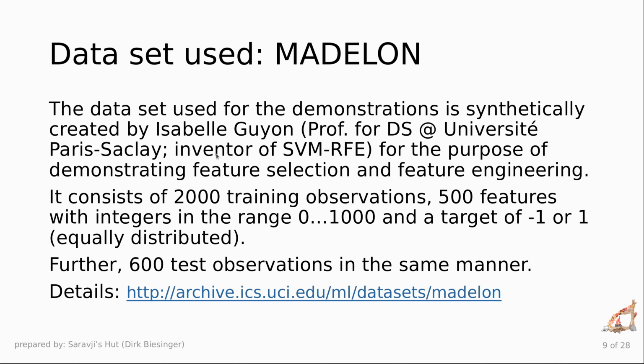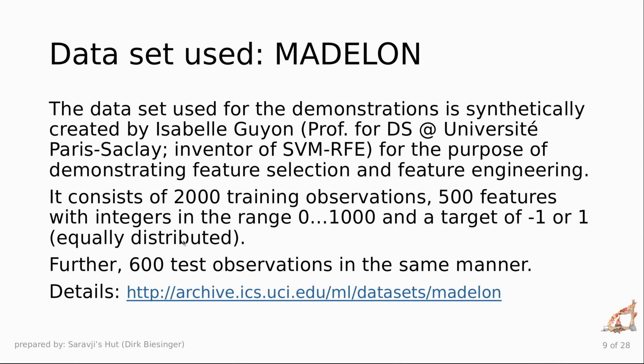The dataset itself consists of 2,000 training observations across 500 features, and all observations are integers in the range from 0 to 1,000, and there is a target column in there that is either -1 or 1. So it's a two-class classification problem.